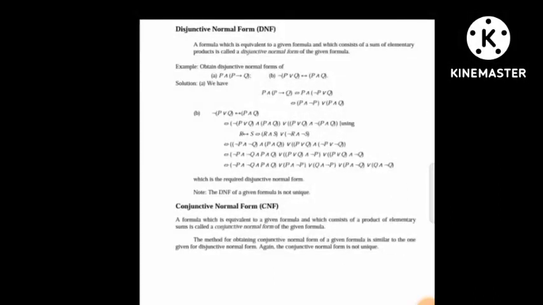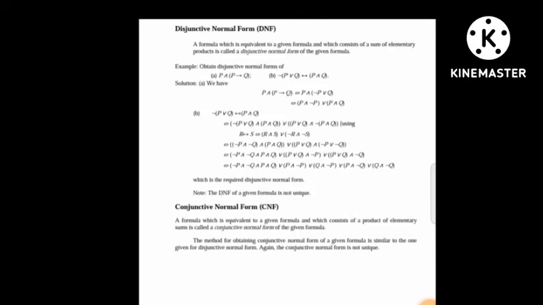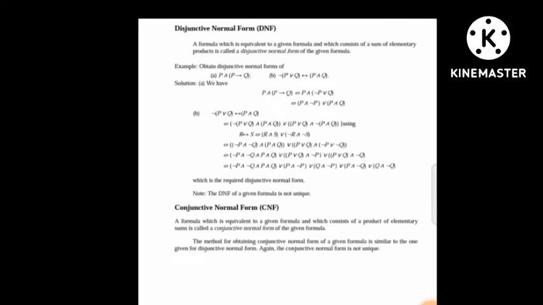Disjunctive normal form, DNF. A formula which is equivalent to a given formula and which consists of a sum of elementary products is called a disjunctive normal form of the given formula. Example: obtain the disjunctive normal form. You can see the solution here, which is the required disjunctive normal form. Note: the DNF of a given formula is not unique.